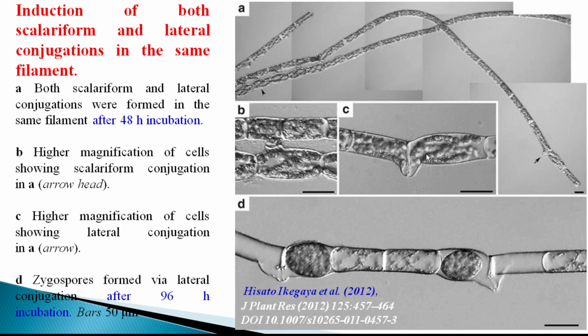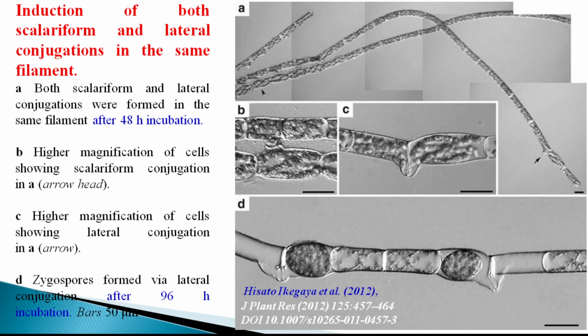Here I am talking about lateral conjugation, and you can see very clearly the zygospores developed by means of lateral conjugation, but the formation of a zygospore needs a little more time, that is, within 96 hours. You can see the formation of a zygospore. Of course, this mechanism was induced artificially by the team of Izato Ikegaya, and they have successfully shown it. This is one of the good insights in the investigations on scalariform conjugation and lateral conjugation.